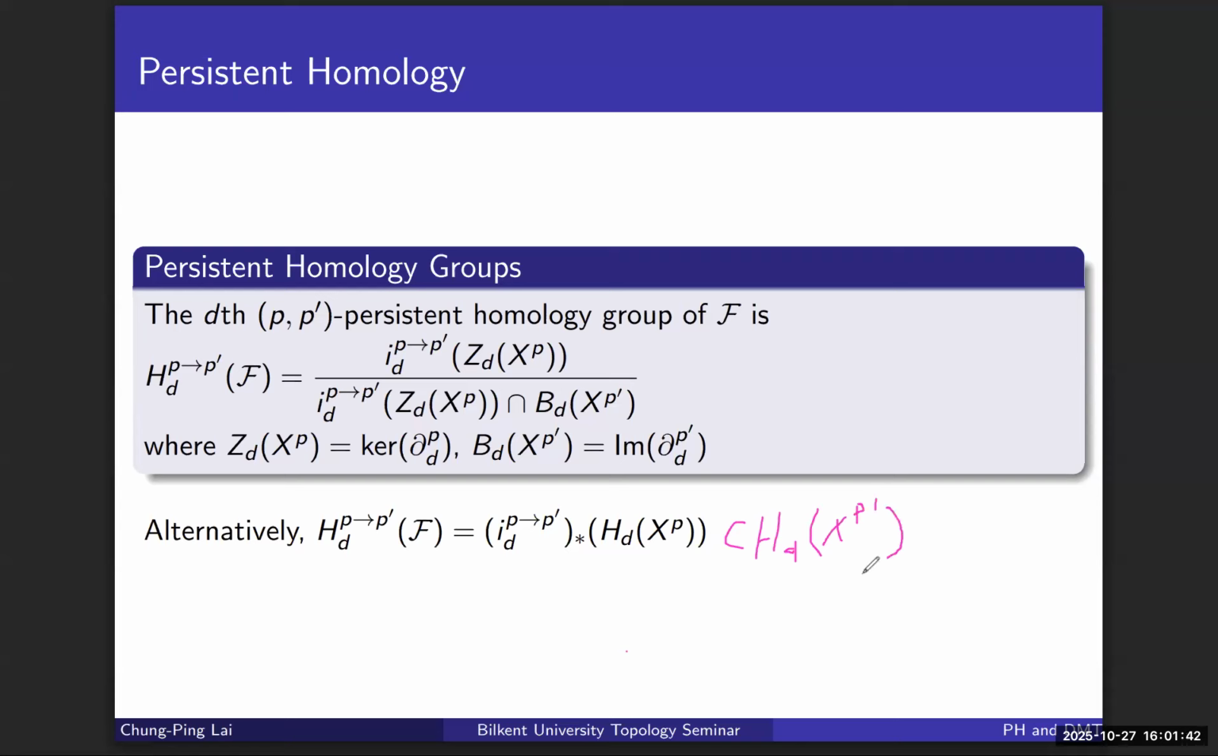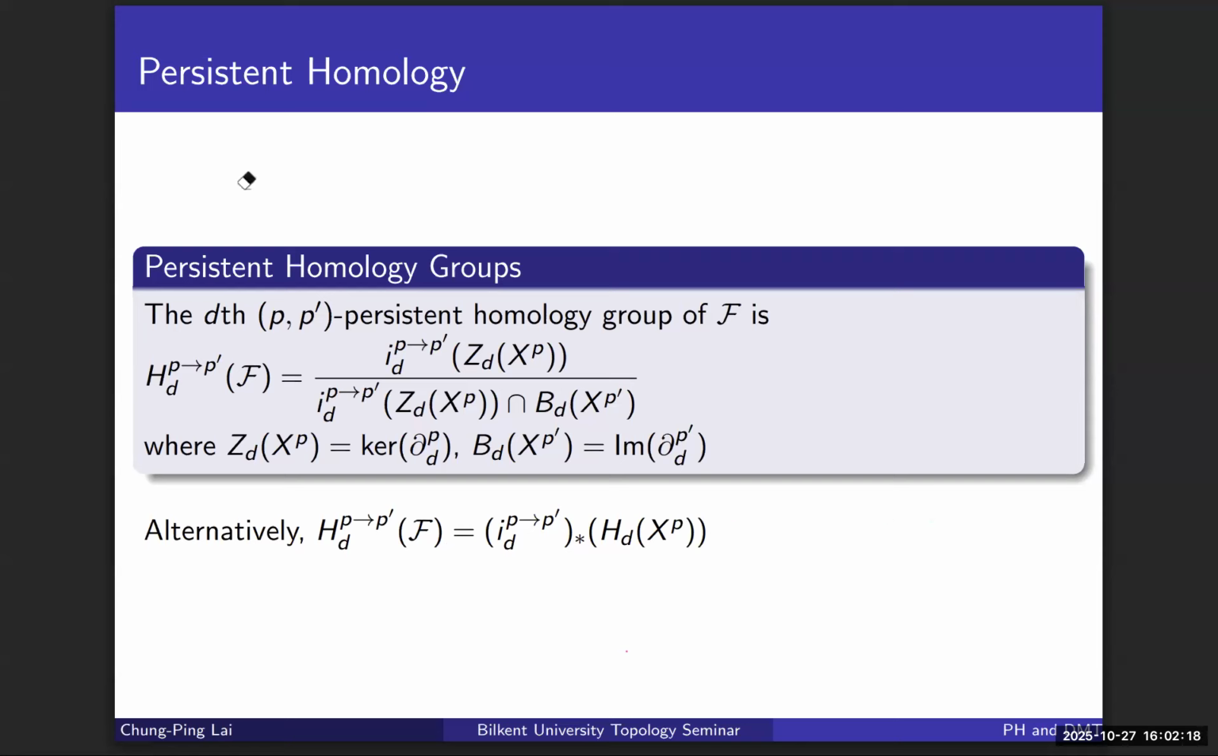Okay, my writing is not great. X P prime. And you have to take my word for it a bit. If you have figured out all these persistent homology groups, you can basically recreate the barcode that we have seen earlier. So we have these persistent homology groups that we want to compute.